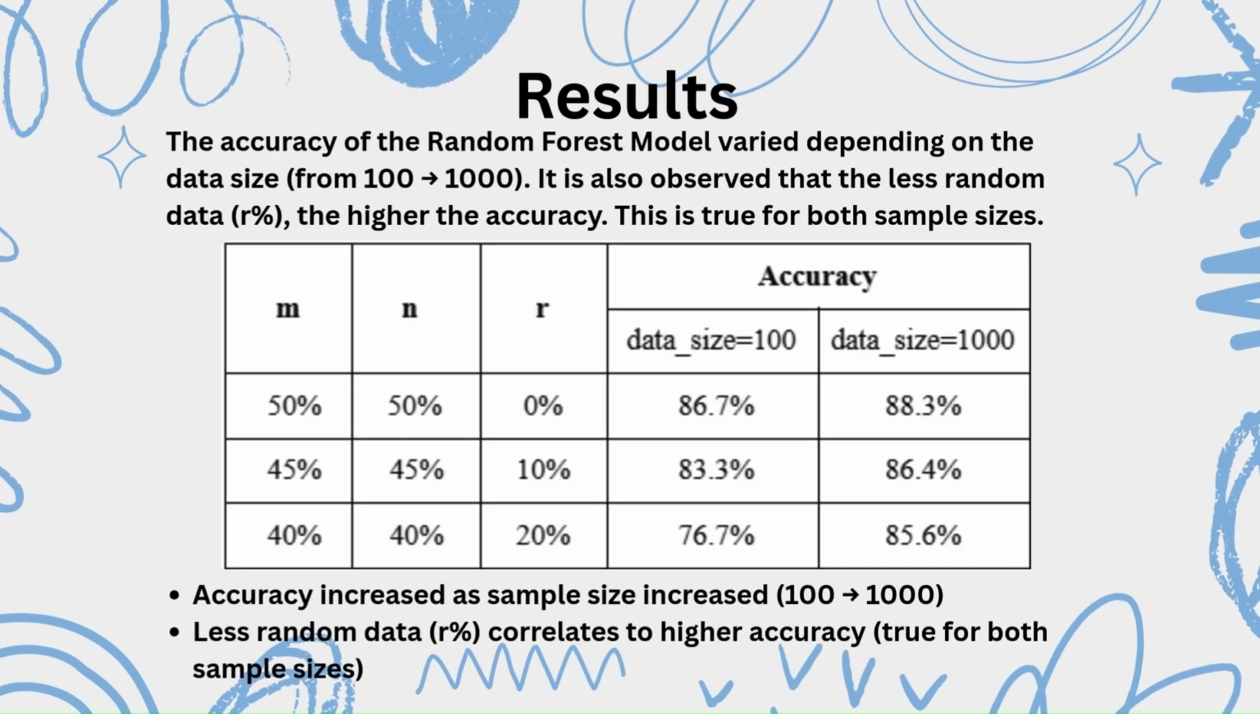Now, looking at the results, there are 2 clear patterns that stood out. First, the accuracy of the random forest model improved as the data size increased from as few as 100 samples up to 1,000 samples. More data meant the model had more examples to learn from, which boosted its performance. Second, we found that accuracy was higher when there was less randomness in the data set. In other words, the cleaner and more structured the data was, the more reliable the prediction was. Taken together, these findings show that our model is promising and could be even more effective with larger and higher quality datasets.